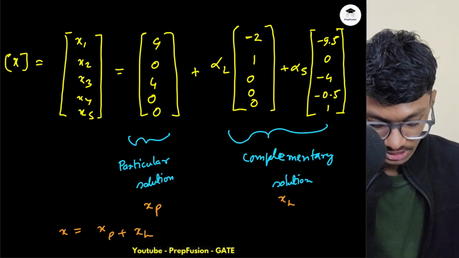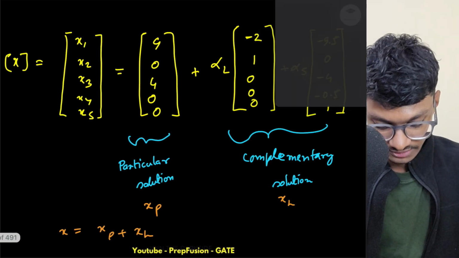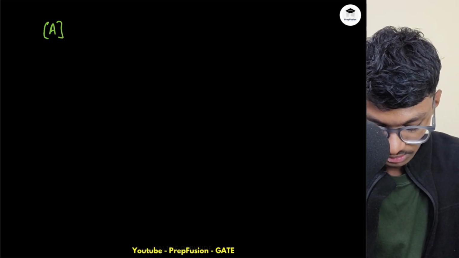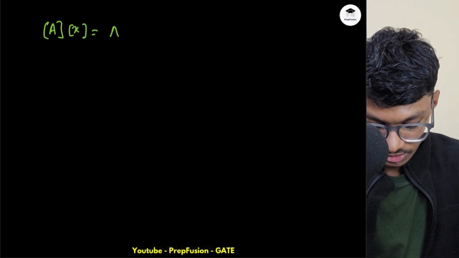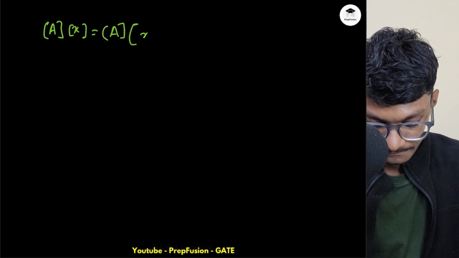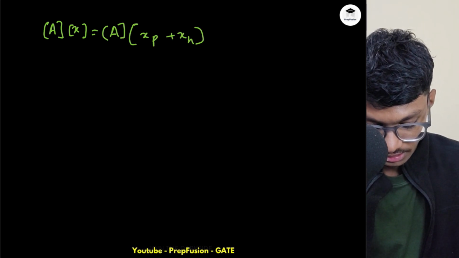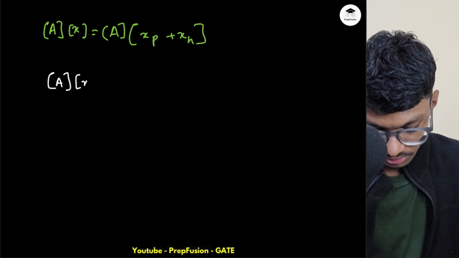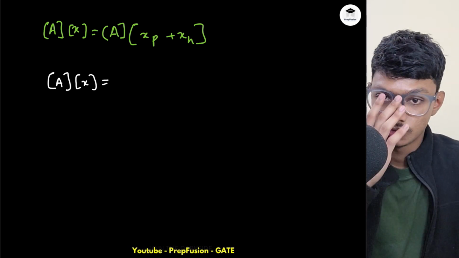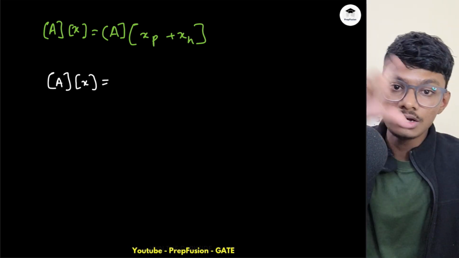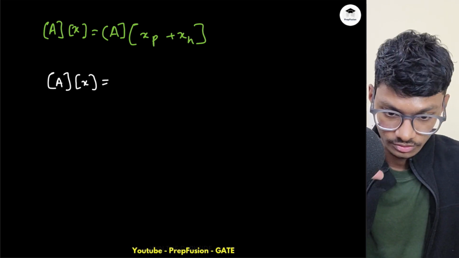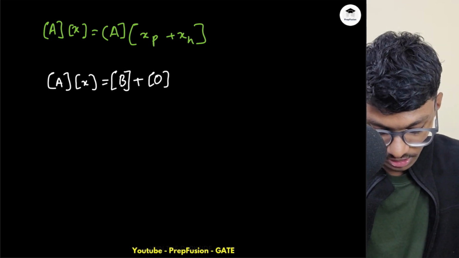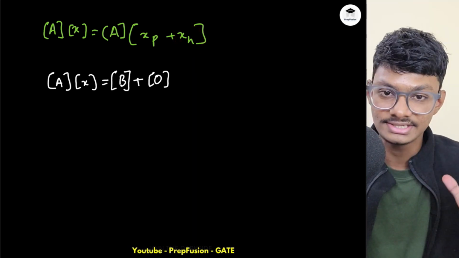plus xh. Now what is the interesting fact over here is, if I multiply A on both sides, the matrix A, so A times x will be equal to A times (xp plus xh). Now this will be A times x equals A times xp, which is something non-zero, equal to the constant term, the constant b term. So it is equal to b plus a null matrix, because I just proved to you that whenever I put xh, it becomes null.